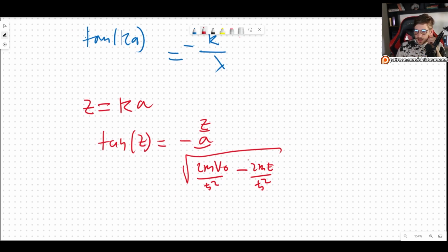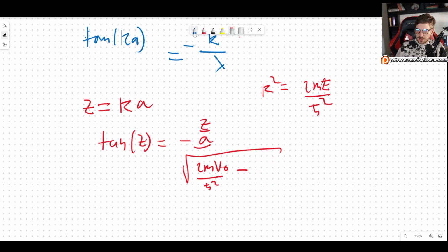Well, because this thing right here is simply k, right? We defined k squared to be, well, if I write it as squared, I don't need the square root. So this is 2me over h bar squared. So this thing here is simply k squared.